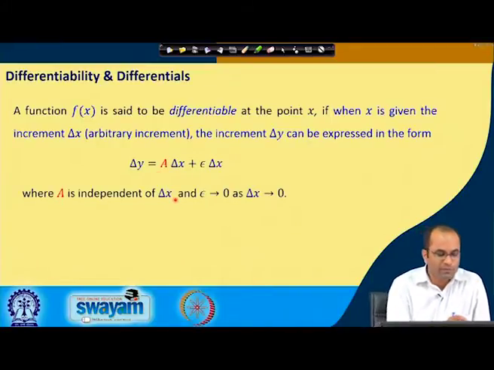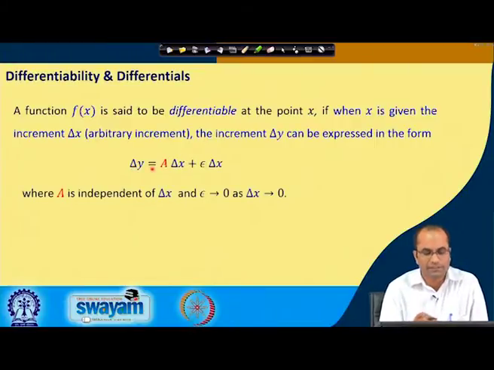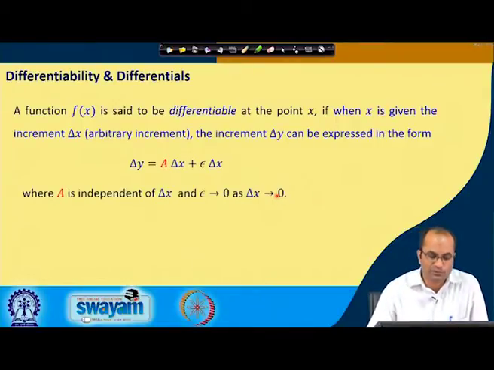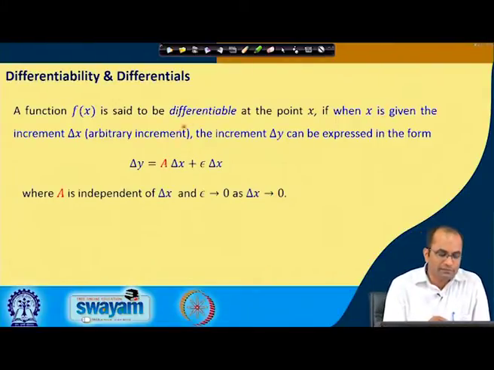So, the point is that f(x) is said to be differentiable if we can write down the increment Δy when we give the increment Δx in x. There will be an increment in y that is denoted by Δy. If we can write this Δy as aΔx plus εΔx, where aΔx is a linear term because a is independent of Δx, and ε has the property that it goes to 0 as Δx goes to 0, then we call this function differentiable.